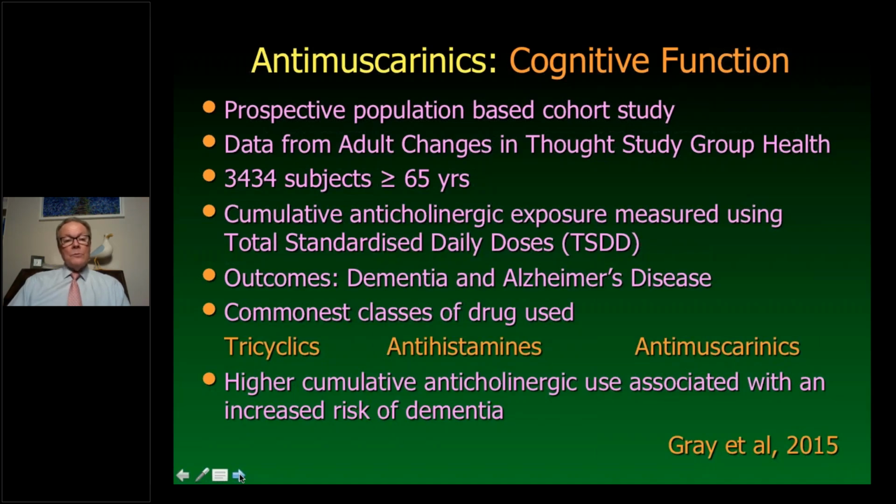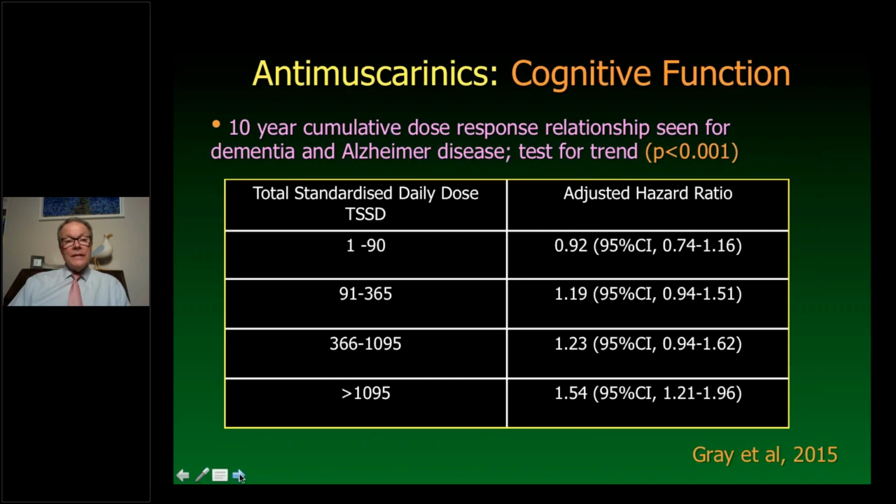And what these authors found was that a higher cumulative anticholinergic use was associated with a greater risk of dementia. And if we look at this table, you can see it's actually a dose effect. So for those at the bottom of this table with the highest total standardized daily dose, there was a 50% increased risk in terms of dementia and Alzheimer's disease over a 10-year period. So whilst this doesn't demonstrate cause and effect, it does demonstrate that there's an association or perhaps a relationship.